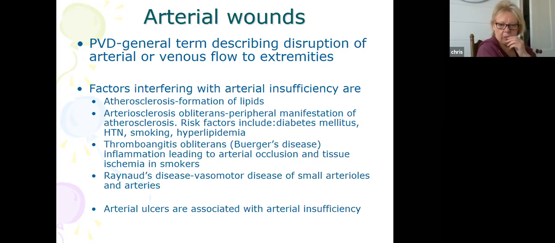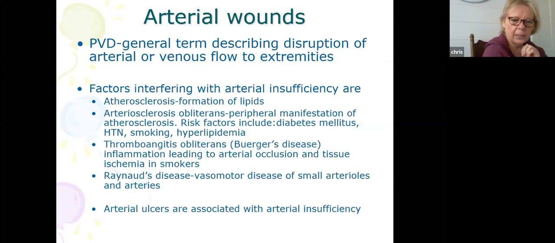And this is an important one to know, especially if you're working with somebody to whom you're going to apply cold or ice. So if somebody had an ankle sprain, let's say, and they needed ice to relieve the swelling, that's not an appropriate thing to use for them because it'll make this problem worse. Okay, so arterial ulcers are associated with arterial insufficiency.